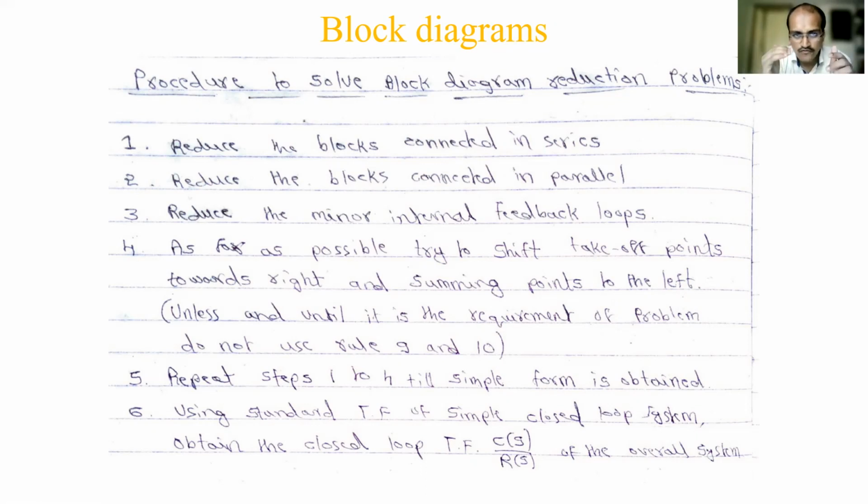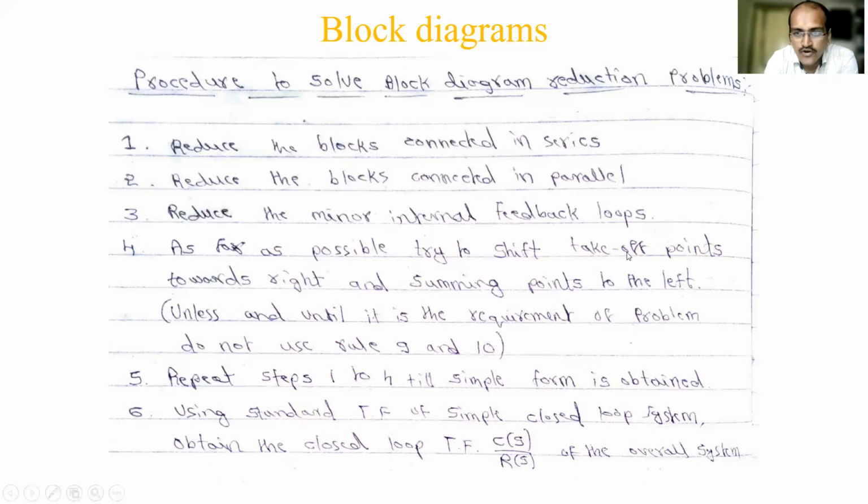First you have to go for rule number 1, 2, 3. After that, you have to look for these summing points. In some cases, the series parallel may not be available in the beginning itself. You need to go for step number 4 directly. You have to shift the takeoff point and summing point. Only then you will see some series and parallel. After each reduction of the block diagram, you have to start from the first again. Is there any series, parallel, minor feedback loop? So this is the standard rule.